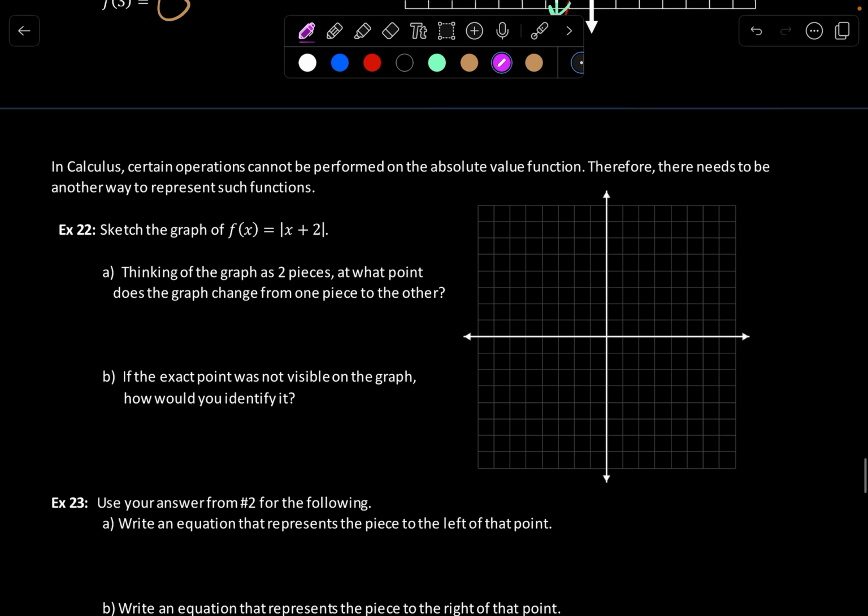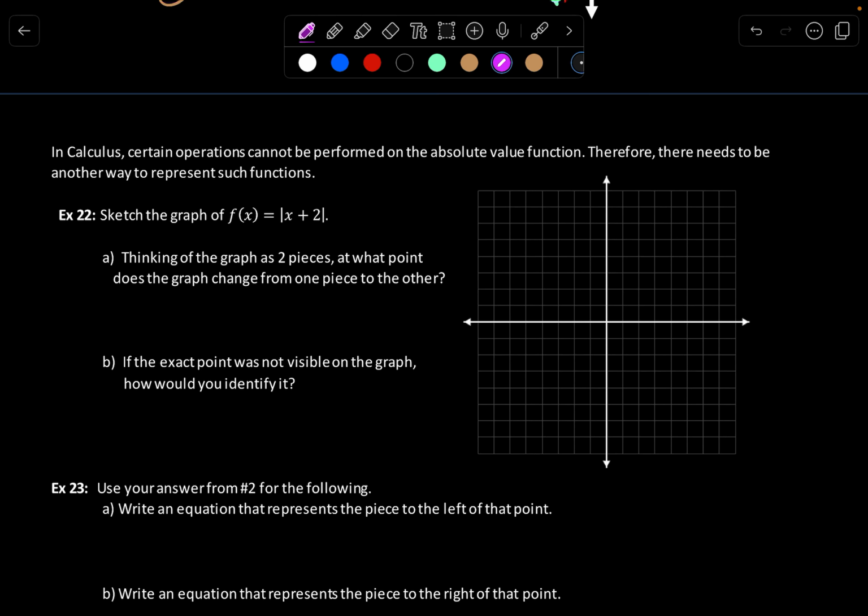All right, so in calculus, certain operations cannot be performed on the absolute value function. Therefore, there needs to be another way to represent such functions. So once you get to calculus, you're going to see absolute values a lot more, and there's going to be some different manipulations that you'll learn in that course.